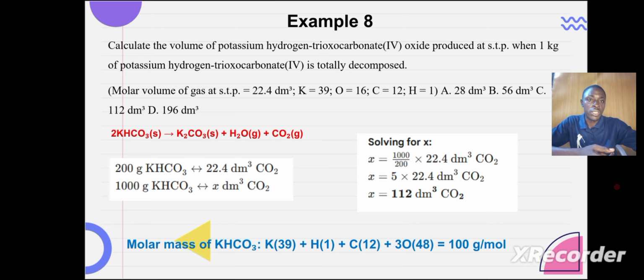I've included how to calculate the molar mass of potassium hydrogen trioxocarbonate 4 for anybody who might be having challenges calculating it. Potassium is 39, hydrogen is 1, carbon is 12.